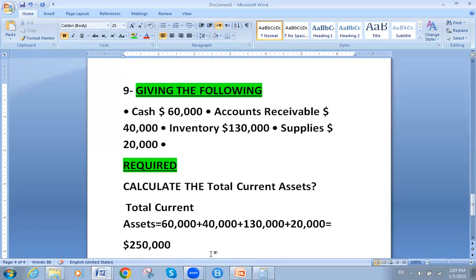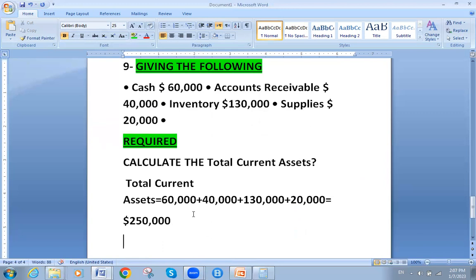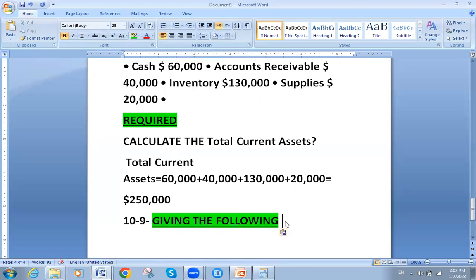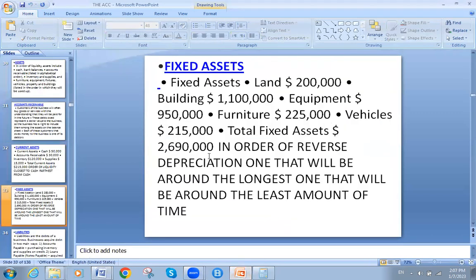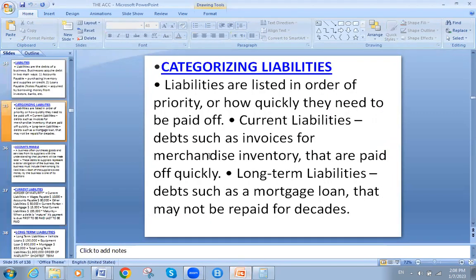How to calculate also the liabilities. That's what we will do right now. So we'll go now for the question, question number 10. But this time, Control and C, Control and V, giving the following, and I will get back to my slides here, and go for the current liabilities.